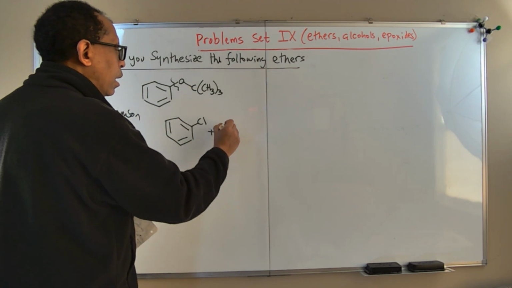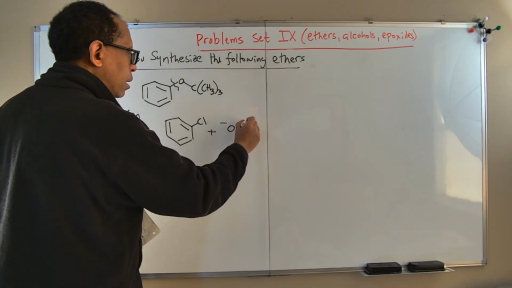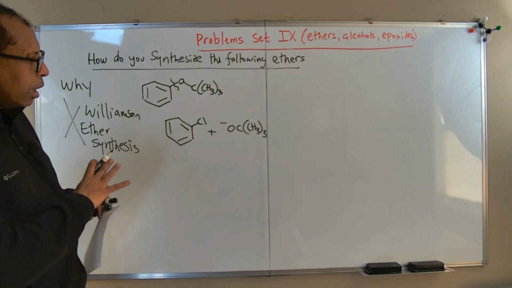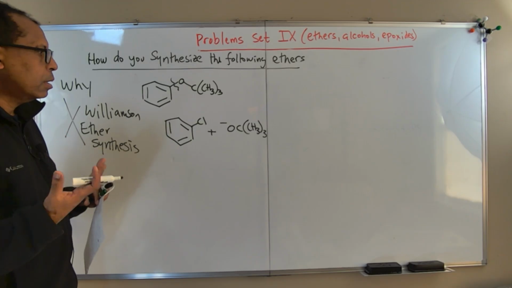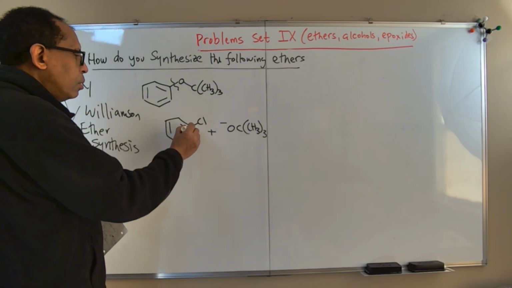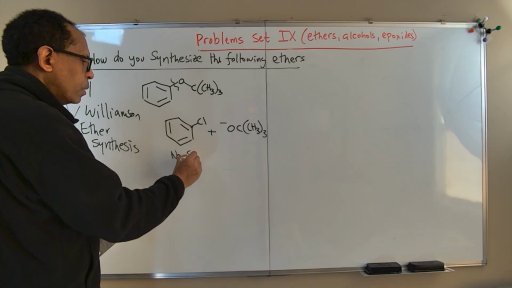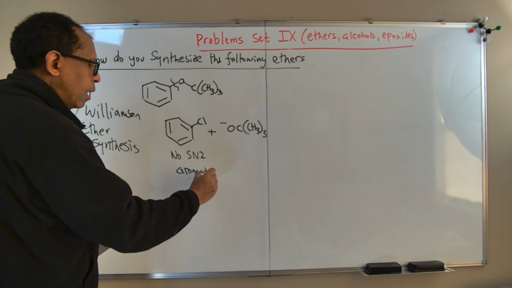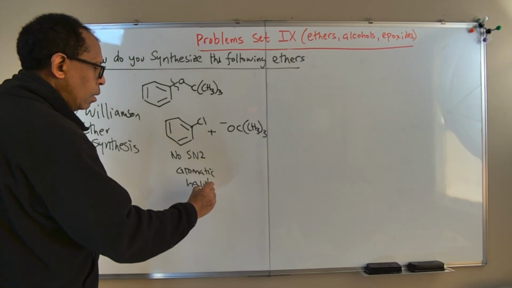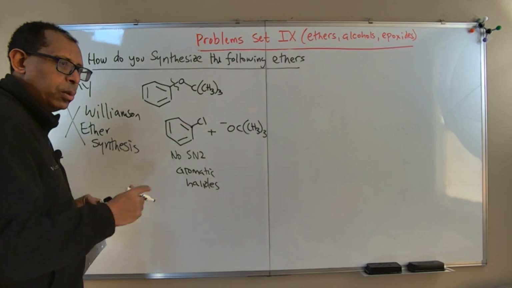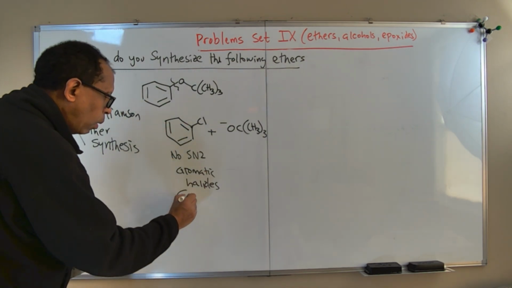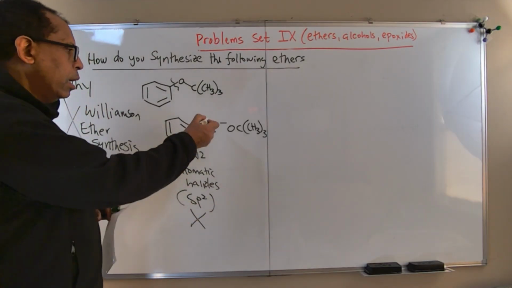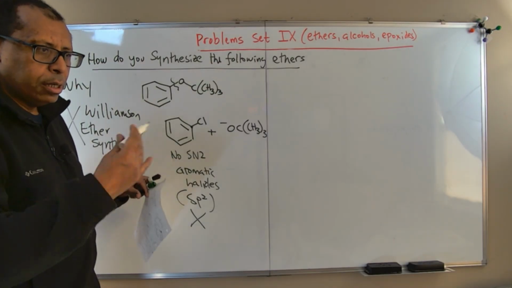You would have a t-butoxide, a bulky base, not a nucleophile. So these are both not proper for synthesis. First of all, you cannot do SN2 reaction on aromatic halides, or in other words, sp2 hybridized carbons. They don't do SN2 reaction. A nucleophile cannot attack right there and replace it.